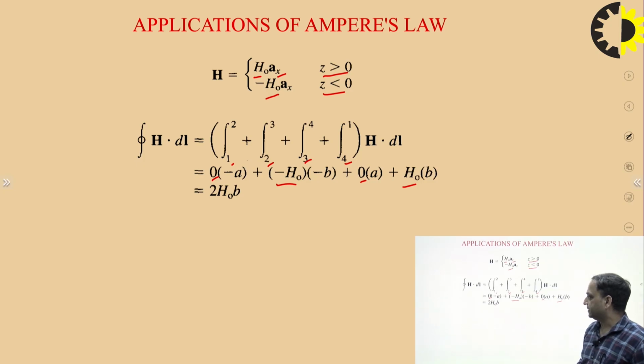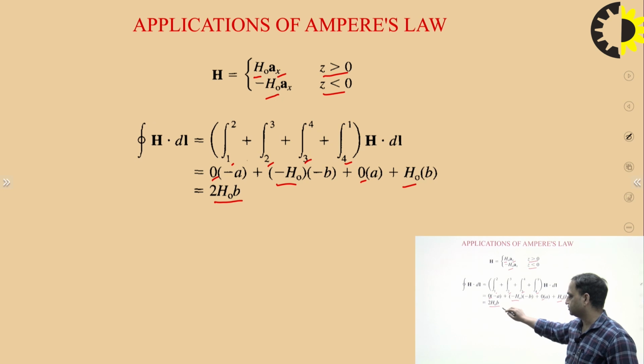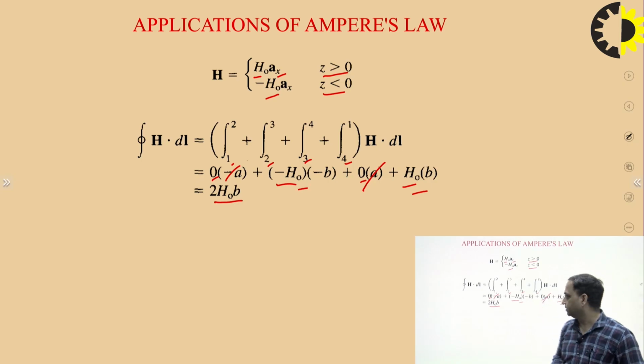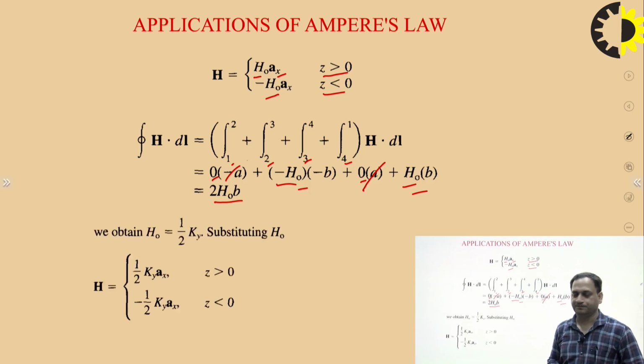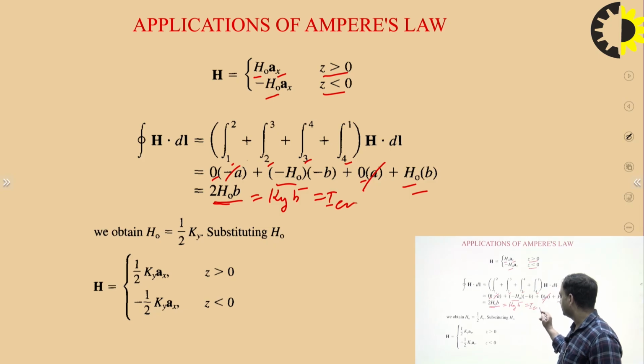right? So when we apply this, in this case what we are getting is H dot dl equal to 2 H naught into b, because this will become 0 and this will become 0. So these two will be left, and when we combine this, the value will be H naught into b, that is 2 H naught into b. So now we are just putting all together. In this case, this will be equal to Ky into b. This is I enclosed.